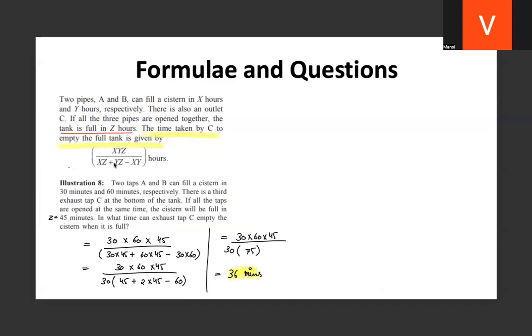So in that case, it would be this formula. We just have to remember that it is X into Y that will have a minus or subtraction sign ahead of it. So exactly the same is the question.